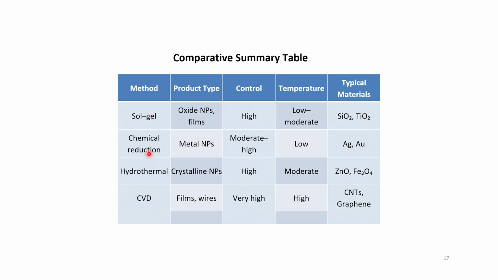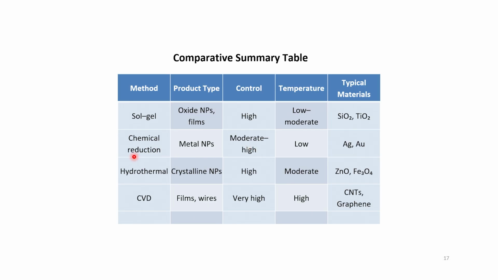Then the chemical reduction method. The product type is mostly metal nanoparticles. We use this in lab. If you want to create metallic nanoparticles, we usually use this method, the chemical reduction method. So control is moderate to high. You want to control precisely whatever you are creating.